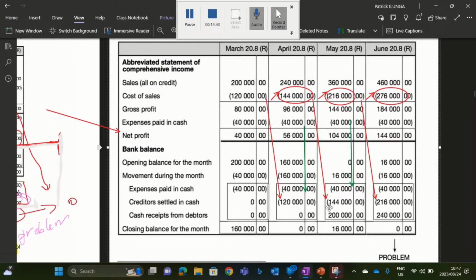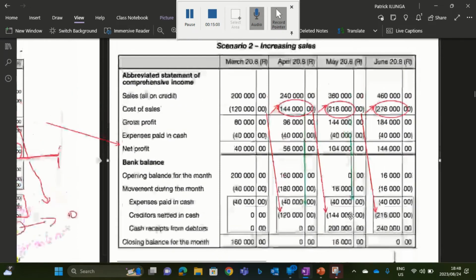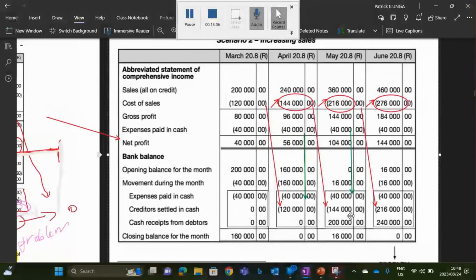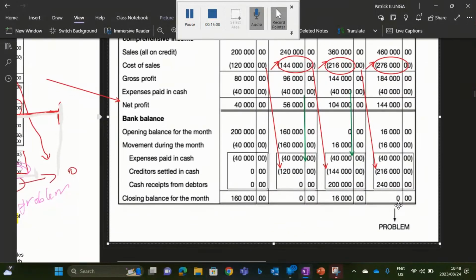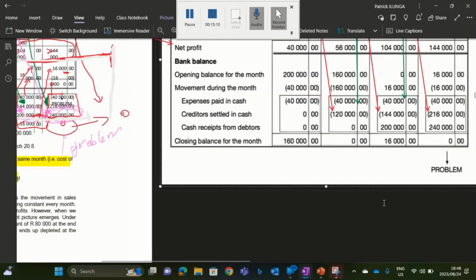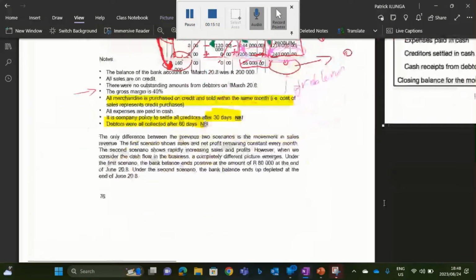But we still have that collection period of 60 days. If you see, that's 200,000 in sales we got in March, we are only getting the cash from our debtors 2 months after. So March will come in May. So you can see cash receipt from debtors is that 200,000. Well, so meaning that from this period, when we go to June, the closing balance of June is zero, which is a problem. All right, which is a problem.